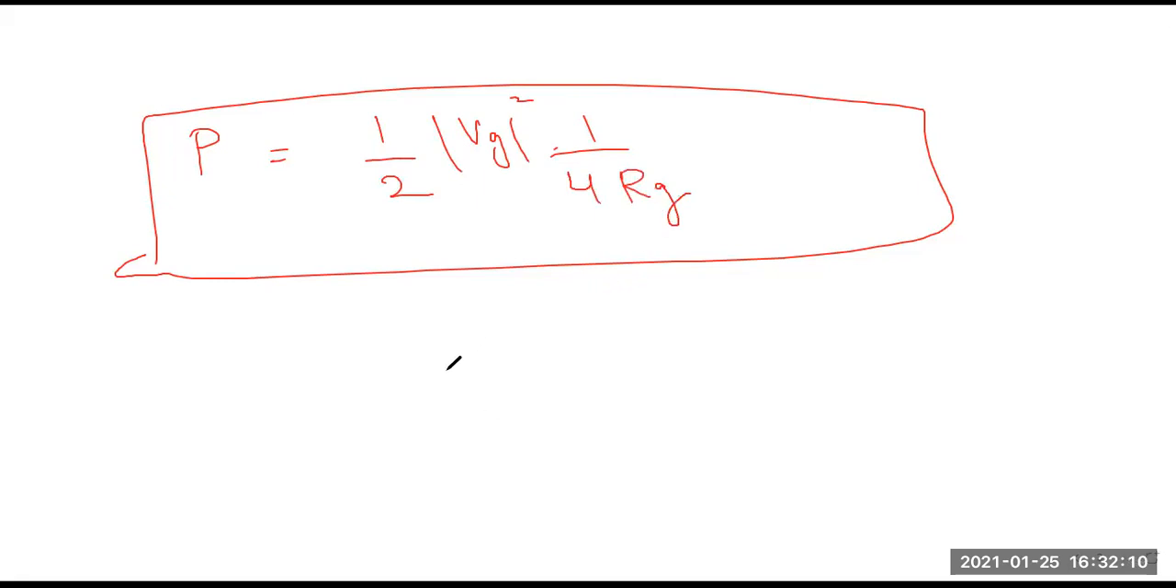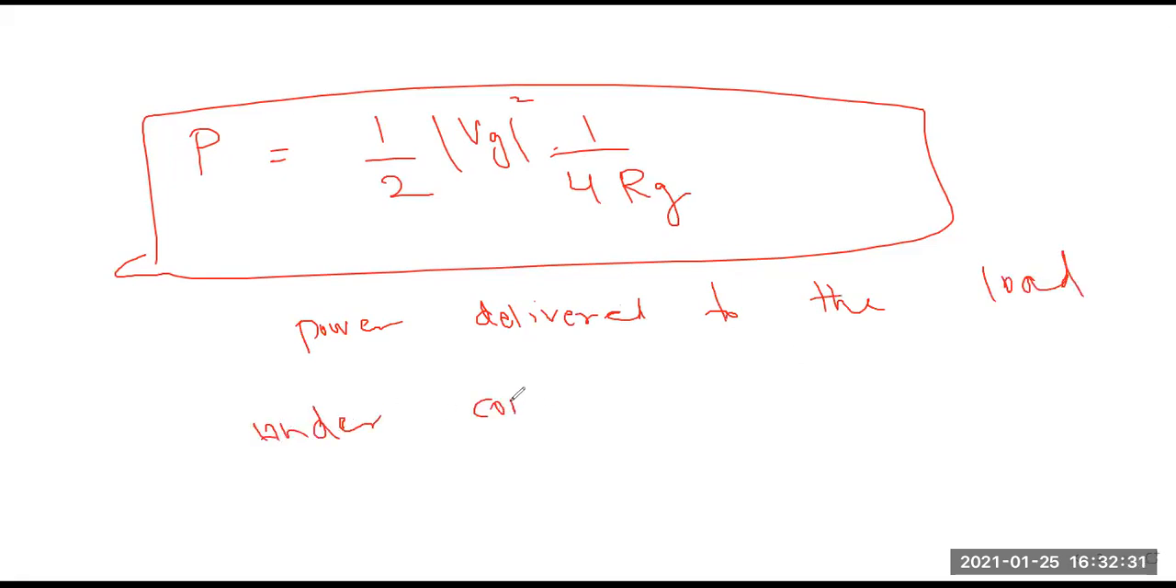So whenever you say that the circuit is conjugate matched, in that case, you can make use of this expression for power. So this is power delivered to the load under conjugate match.